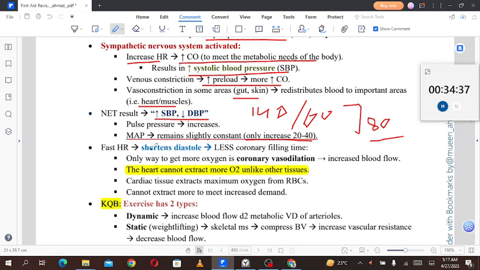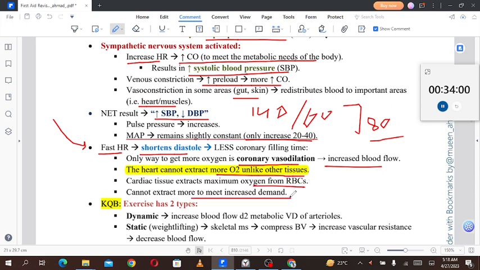Fast heart rate shortens diastole. That is a very important concept: when the heart rate is increased, this shortens the diastole, so there is less coronary filling time. The only way to get more oxygen is coronary vasodilation, which increases the blood flow. The heart cannot extract more oxygen unlike other tissues. Cardiac tissue extracts maximum oxygen from the RBCs and cannot extract more to meet the increased demand.